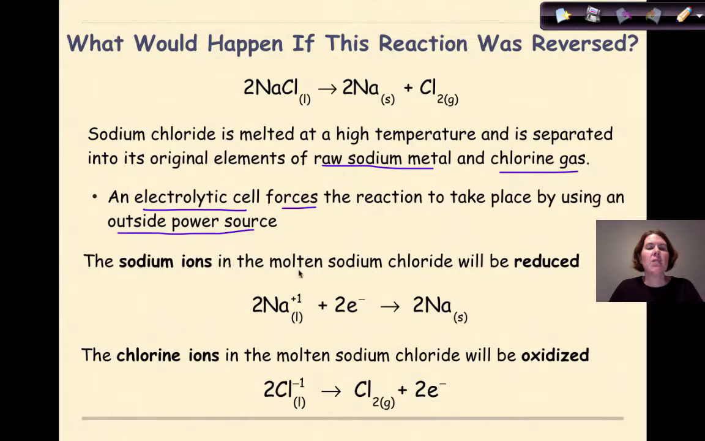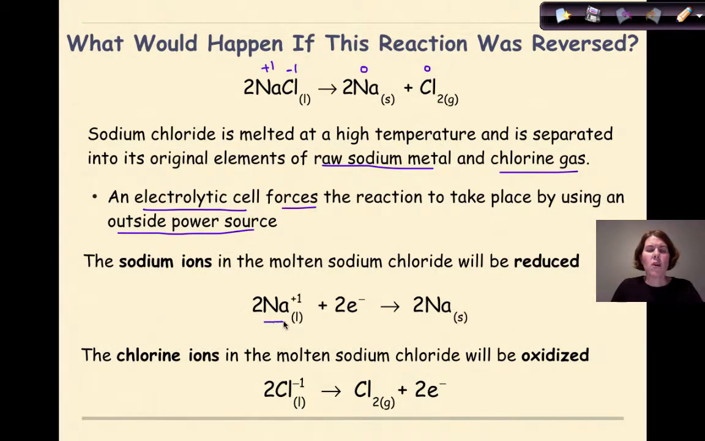The sodium ions in the molten sodium chloride will be reduced. Now I know this is going to look bizarre. I understand that. It's okay. We're running it backwards. So your sodium ion, because if I go back up here and I assign oxidation numbers, I can see that Na is going to be +1, Cl is going to be -1, sodium by itself is going to be 0, and the chlorine gas is going to be 0. So all of a sudden now, the sodium, which is +1, is going to become more negative. In other words, it's being reduced.